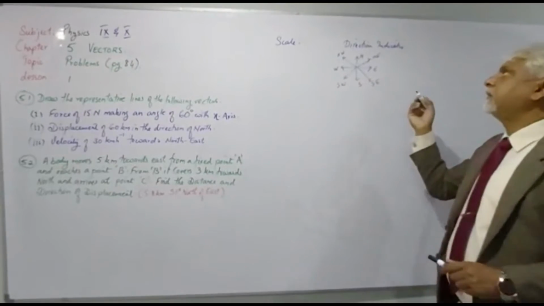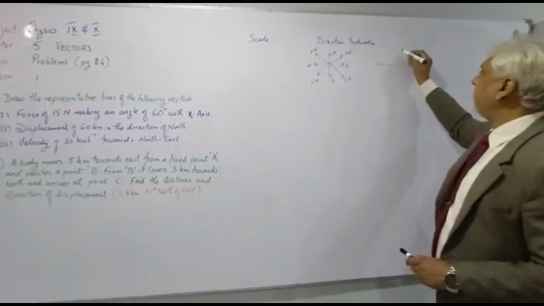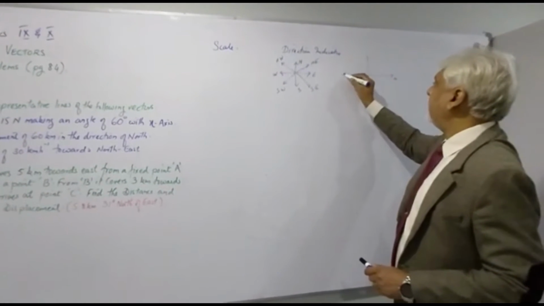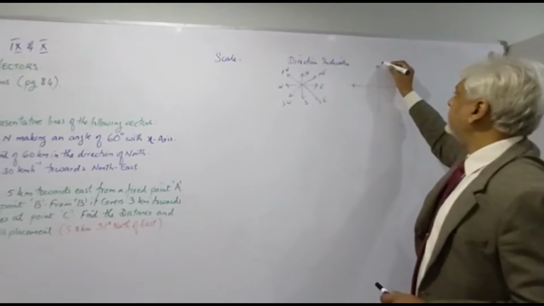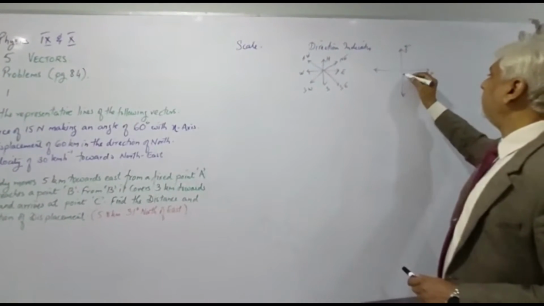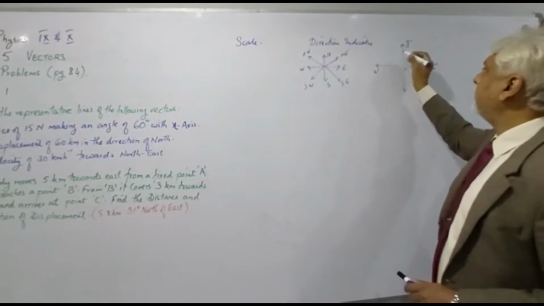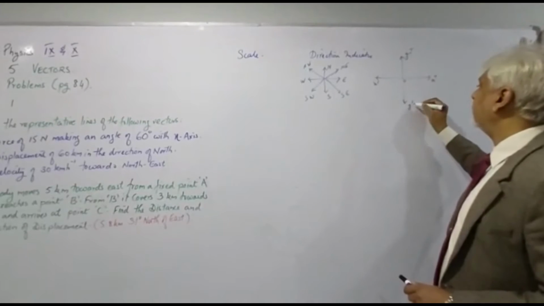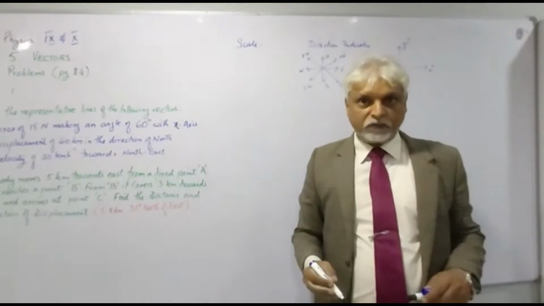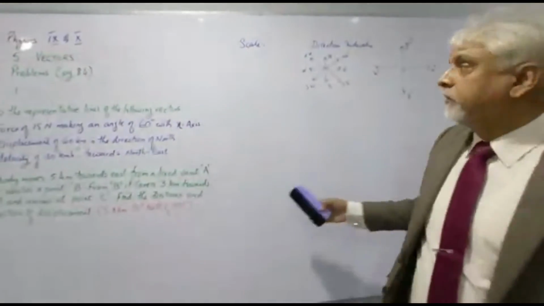The other type of direction indicator is two lines crossing each other, one along the x-axis and the other along the y-axis. This is the y-axis. The value of x is positive over here and x is negative here, y is positive over here, and y is negative. So these are the two direction indicators that we use whenever we draw a vector. Now let's move on to the first question.